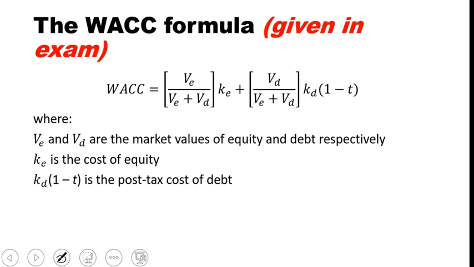So for us to see what is happening, let us see this formula. This is actually the formula which you are going to use whenever you do your computation. And this formula is given in the exam, so do not crack your head trying to cram it. So the WACC is equal to VE over VE plus VD multiplied by KE, plus VD over VE plus VD multiplied by KD, multiplied by 1 minus T. VE and VD are the market values of equity and debt respectively. KE is the cost of equity and KD(1 minus T) is the post-tax cost of debt.